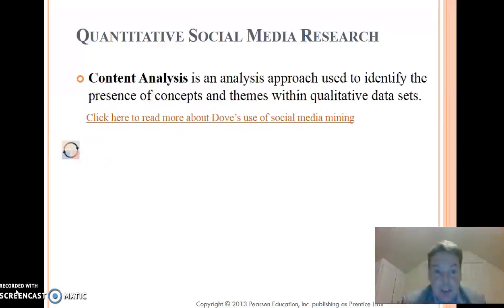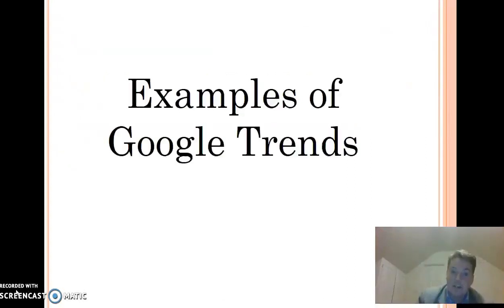So, another approach is content analysis. That allows us to identify the presence of particular concepts within qualitative data sets.